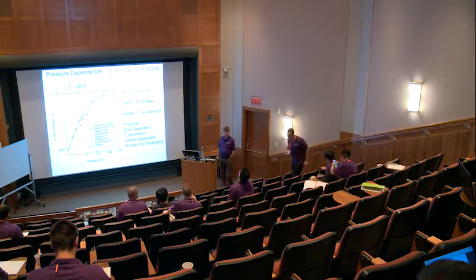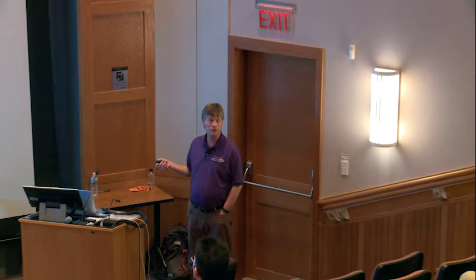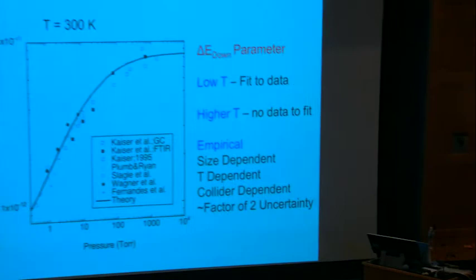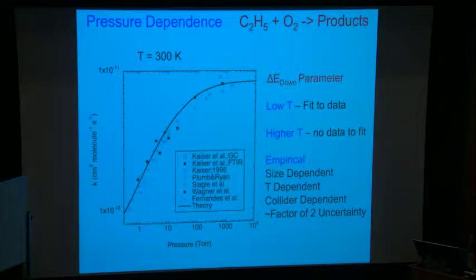Somebody the other day asked about uncertainties and what's the biggest uncertainty in what we do. The biggest uncertainty when we've got pressure dependence is really making these empirical estimates of what the delta E down parameter is. In a best case scenario, we could probably guess them to within about a factor of 1.5. More realistically, probably a factor of 2. So the uncertainty in delta E down is more or less the same as the factor uncertainty in the rate estimate in the low pressure regime. Rate constants are roughly proportional to delta E down, so if you have a factor of uncertainty in delta E down, you have a factor of uncertainty in rate constants.